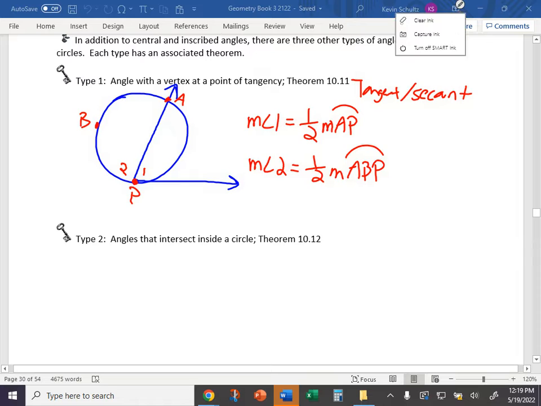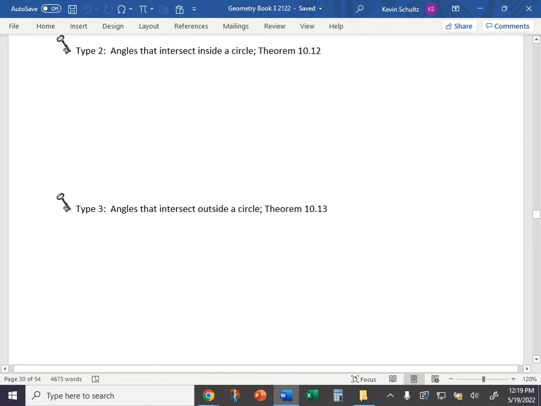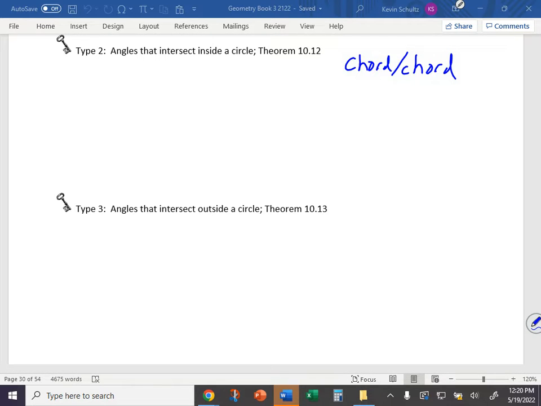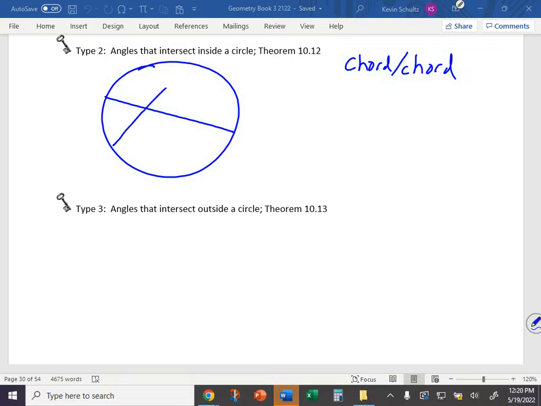We'll go on to a more challenging one now. Angles that intersect inside a circle. This is the chord combo. This is what happens when you get an angle that is created by two chords intersecting. So we've got a circle, and let's put a chord here and a chord there. All right. Look at that circle. And we'll label our points A, B, C, and D. We'll label this angle here angle 1.